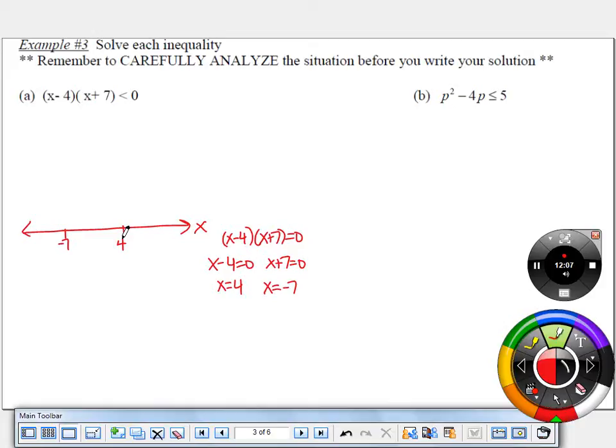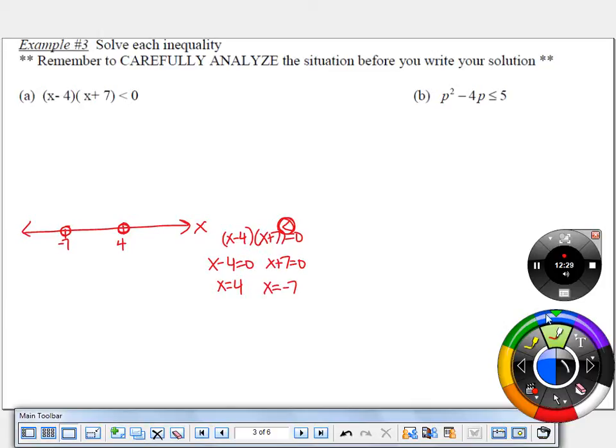Now, in my inequality, it doesn't say equal to here. It says less than. And because it says less than without an equal to, the boundary would be dashed, meaning it hits at these points, but we're not allowed to include them in our solution. So I'm going to mark them open. Okay. Then there's two ways for me to analyze this.